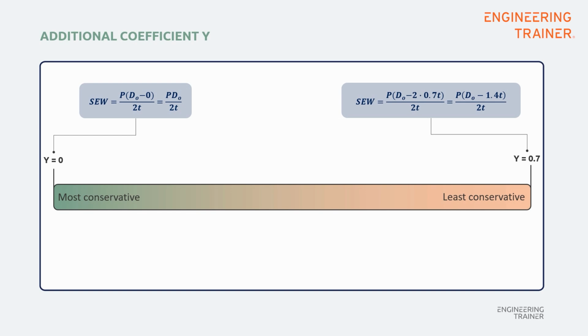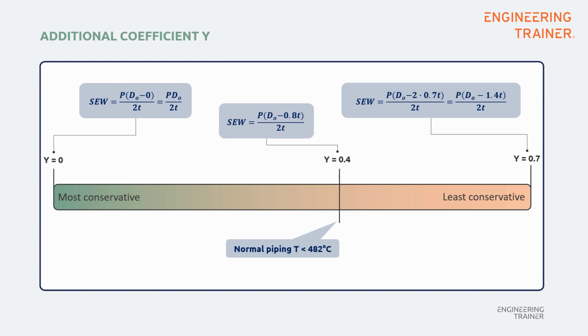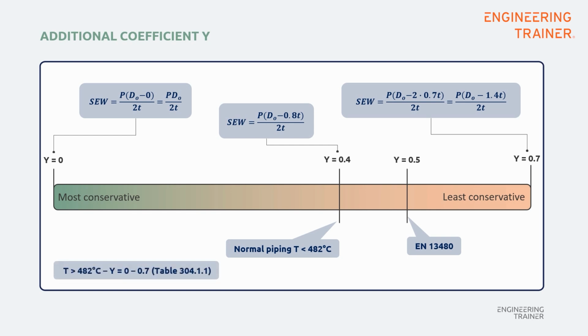For steel below 482 degrees Celsius, Y equals 0.4. This value can be filled into the equation and used to determine the minimum required wall thickness. This is slightly more conservative than the EN 13480, which is equivalent to having a Y equal to 0.5. Values for Y at higher temperatures need to be looked up in Table 304.1.1. Y varies between 0 and 0.7.